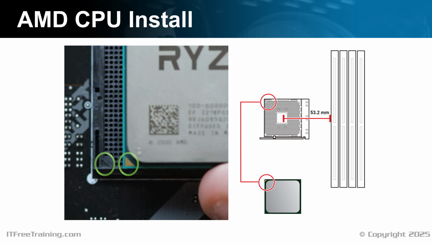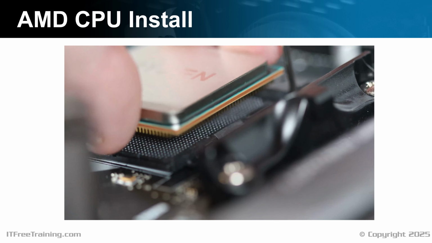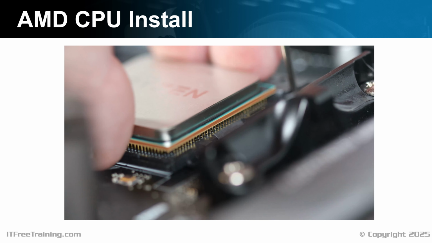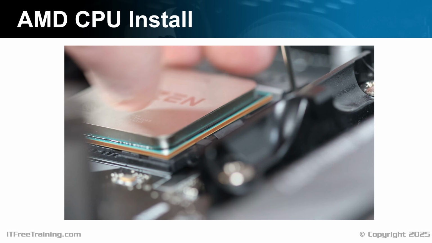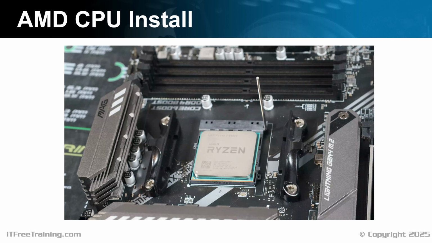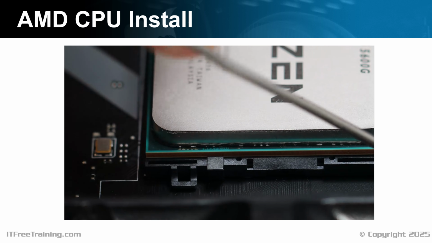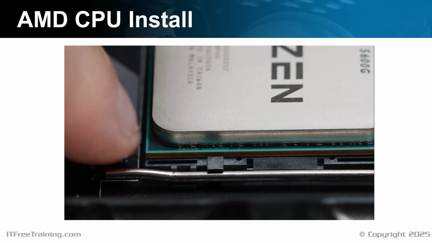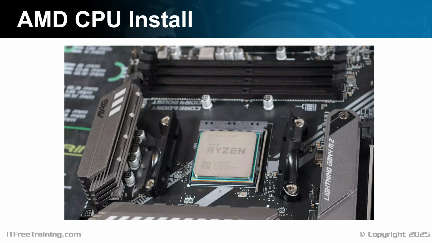Once you have the triangles lined up, the next step is to lower the CPU into the socket. When lowering it, you may need to move it around a little to line the pins up. Once they're lined up, the CPU should fall into the socket. Don't use force, let gravity do the work for you. The next step is to lower the retention lever and lock it into position. Simply lower it down, move it slightly upwards, and move it back in under the locking mechanism.